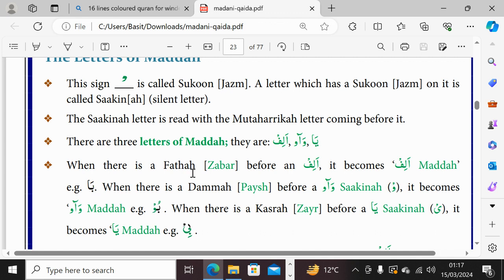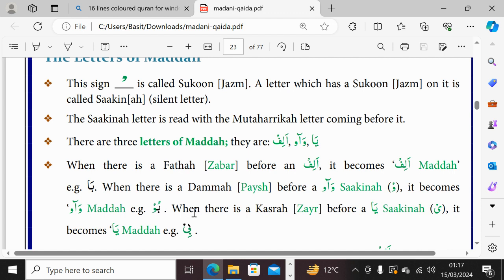When and how is the waw madda? When there is a pesh before a waw sakina, it becomes waw madda. This is waw sakina. When there is a pesh before waw sakina, then it becomes waw madda.